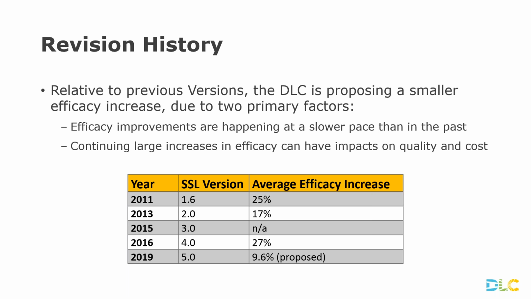And really that is efficacy improvements are happening at a slower pace than in recent years, and that continuing large increases in efficacy can have impacts on quality and costs. And Gabe was just talking about that, so we won't go into too much detail there. But our research and outreach supported those findings. So this is really a big driver of our efficacy increases for 5.0.